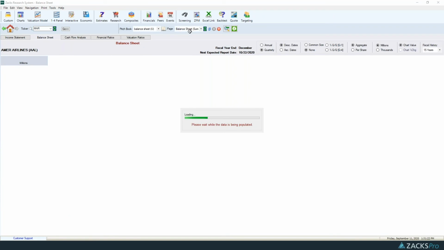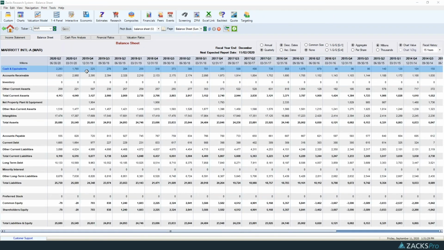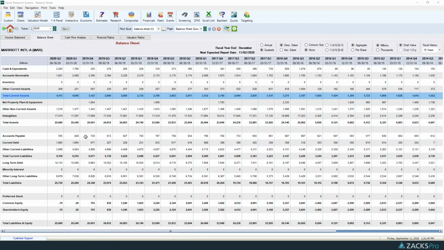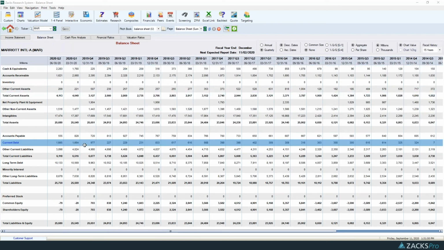So again, go back to the balance sheet and look at cash relative to short-term debt. You can see that cash for Marriott as of Q4, right before the COVID crisis, was 225 million in cash versus current debt of 977 million. So that is a little bit concerning. Again, that's cash that's less than the amount of debt that's coming due within 1 year.